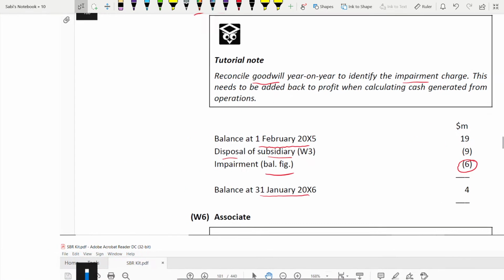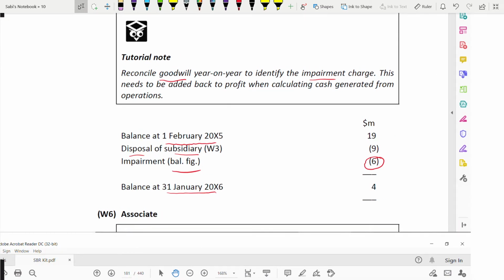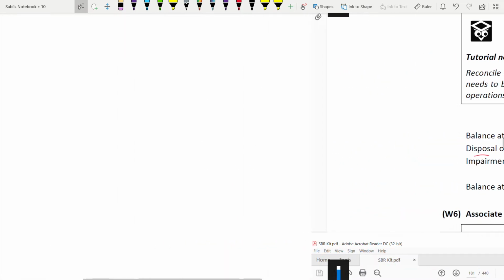Okay, now let us go and check the opening and the closing balance first. And for disposal of subsidiary, there is working 3. You see, sometimes it's not shown. Working 1, 2, 3. The reason working 2 and 3 are not shown is because it is hidden in working 5, 2, 3, 4. So disposal of subsidiary is working 3. Before going to that, let's see the opening and the closing balance, 19 and 4.